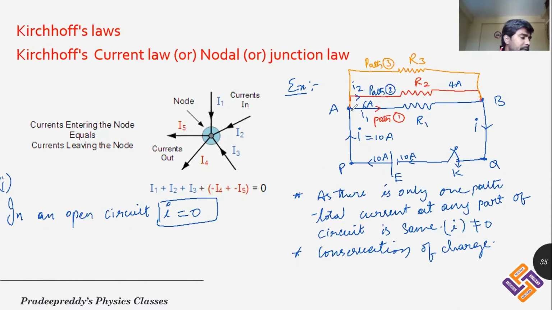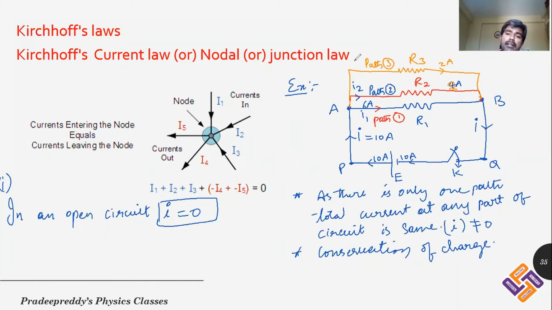How much current is coming here? There is 10 ampere of current coming to point A, and that 10 ampere gets divided into three parts according to their resistor values. R1, R2, R3 have different values. Therefore, corresponding to R1, R2, R3 values, you will get different currents flowing through paths 1, 2, 3. If 6 ampere is going through the first one and 2 ampere through the second, then definitely 2 ampere will go through the third one. Overall 6 plus 2 is 8, 8 plus 2 is 10. That 10 ampere should reach point B.